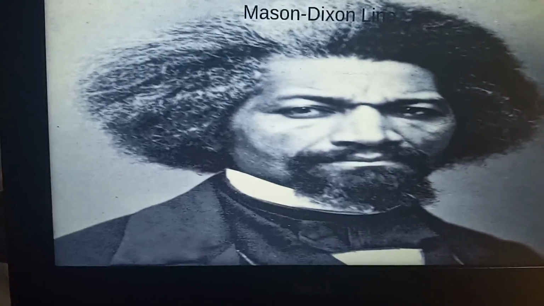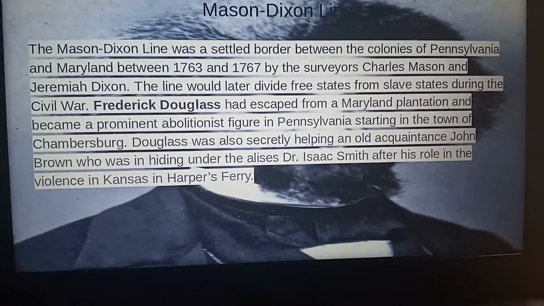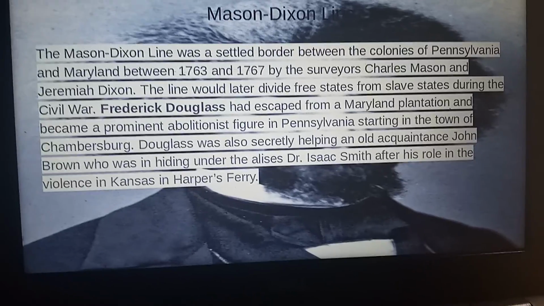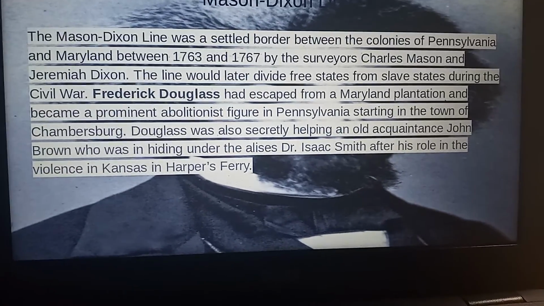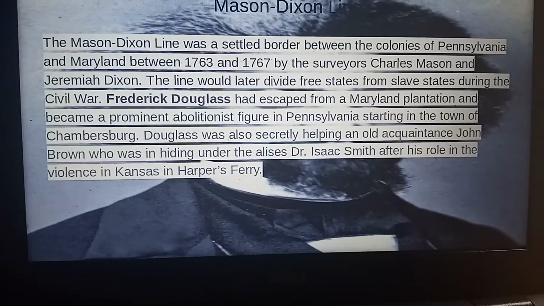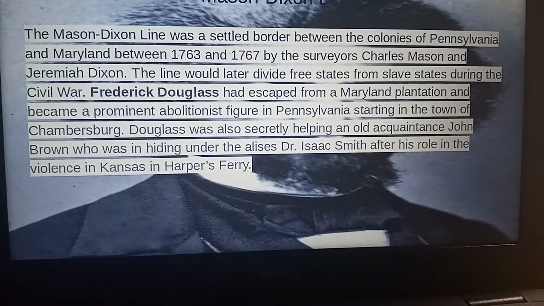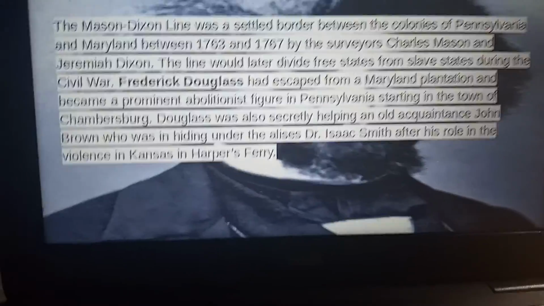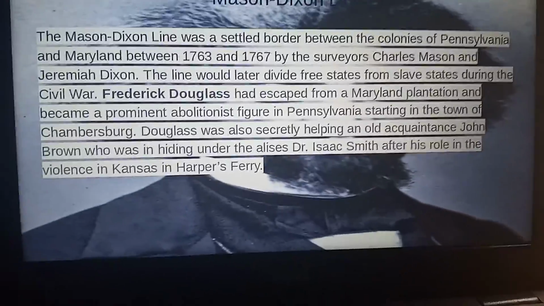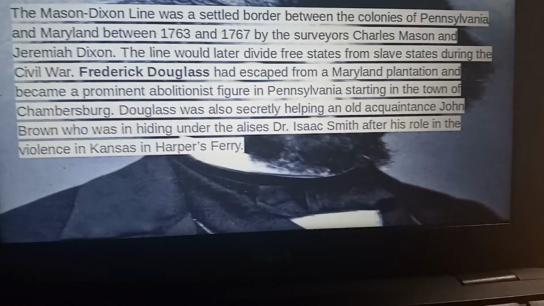The Mason-Dixon Line. The Mason-Dixon Line was a settled border between the colonies of Pennsylvania and Maryland between 1763 and 1767 by the surveyors Charles Mason and Jeremiah Dixon. The line would later divide free states and slave states during the Civil War.